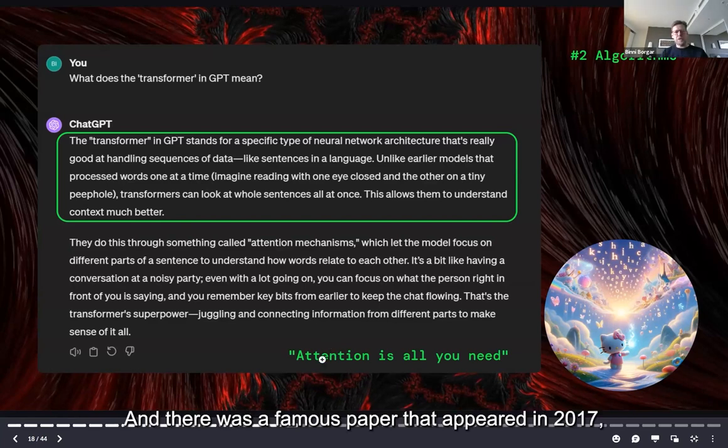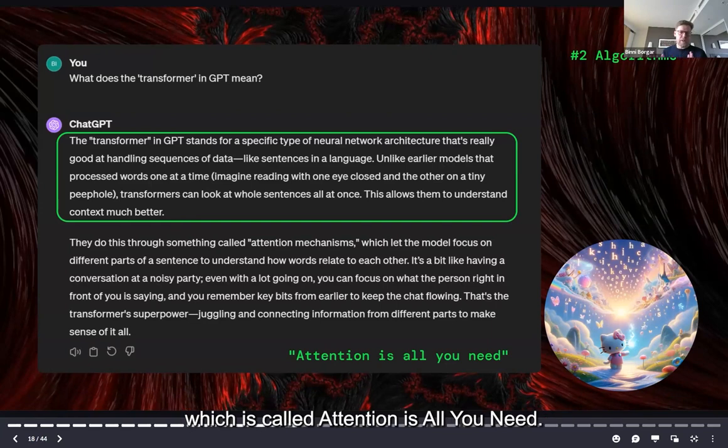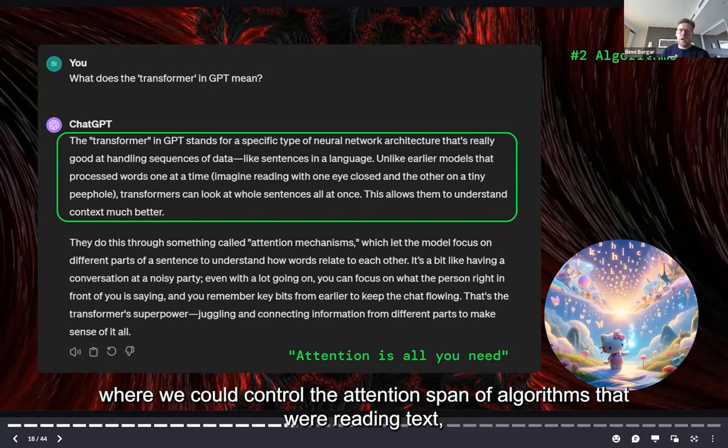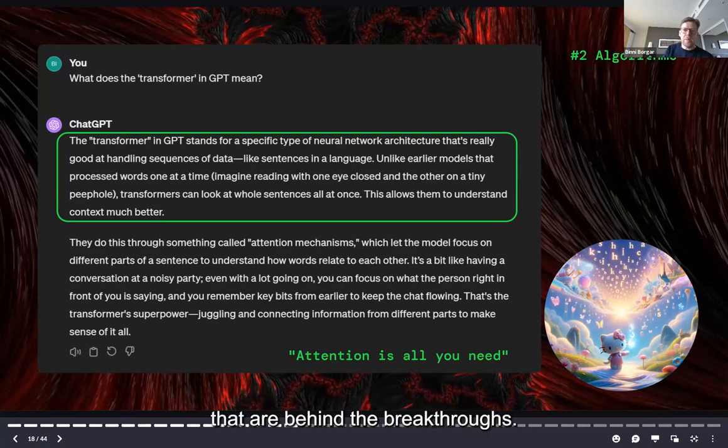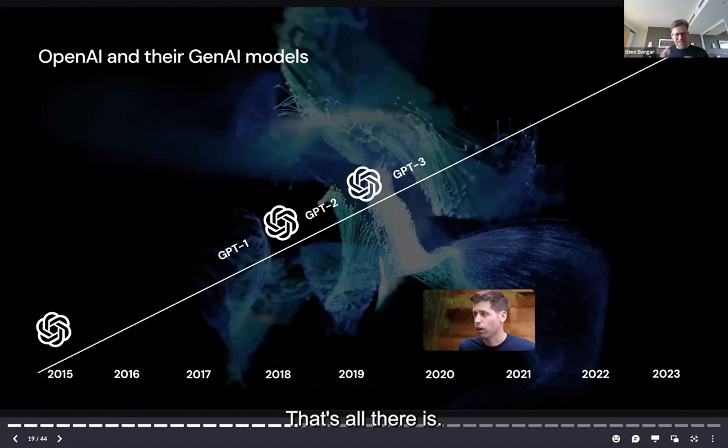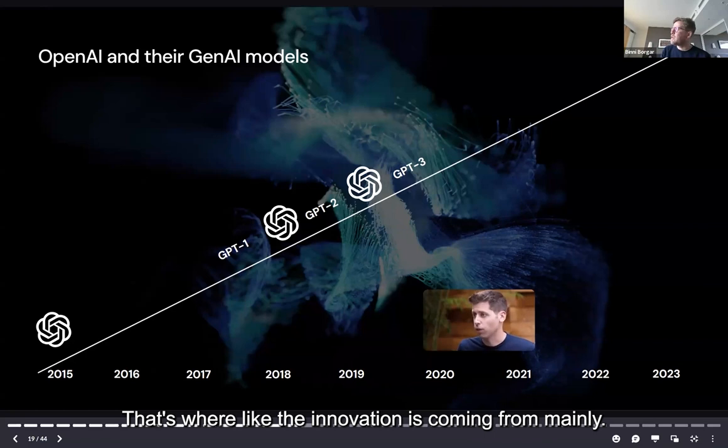And there was a famous paper that appeared in 2017, called "Attention is All You Need." It was a breakthrough in algorithms where we could control the attention span of algorithms that were reading text, and that is behind the breakthroughs. That's all you need to understand. So Gen AI is all about algorithms. That's where the innovation is coming from mainly.